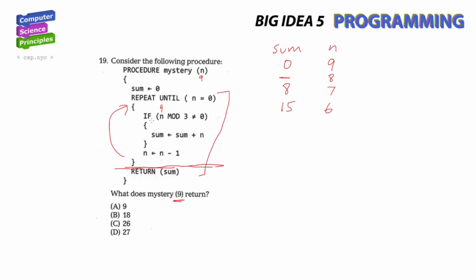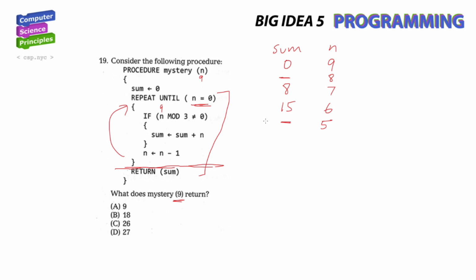When 6 comes back in, so it repeats, 6 isn't 0. 6 mod 3 is 0. 0 does not equal 0? Well, that's not correct, so it's not going to do the calculation with the sum. It's just going to deduct 1 from the n. So 6 minus 1 gives you 5. This comes back up to the top.